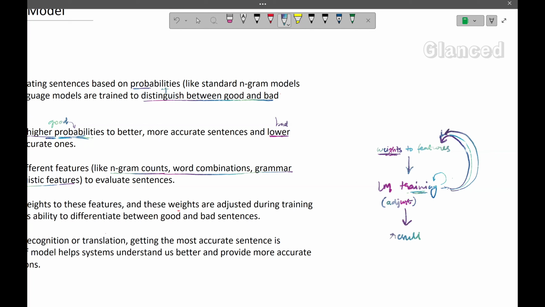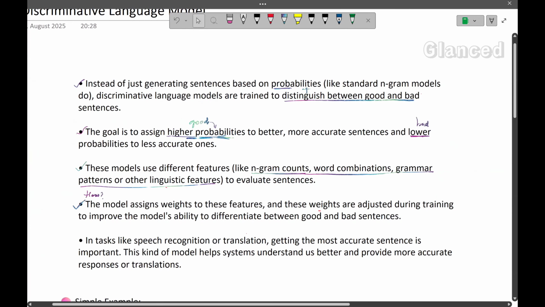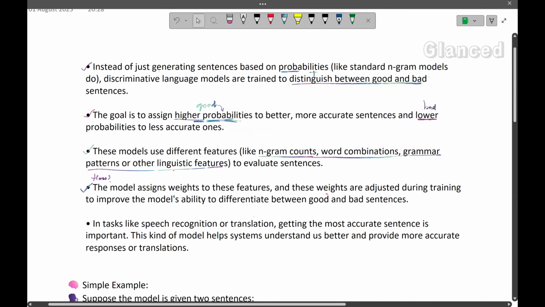If you get a good result, then it is fine. If you get a bad result, then again it will undergo the training process. It will adjust the weights and then you will get the result. At last, you will be getting accurate results. It will generate accurate sentences. So that is how the model is going to work.